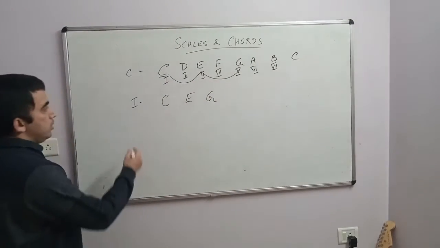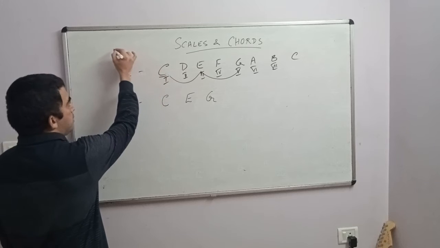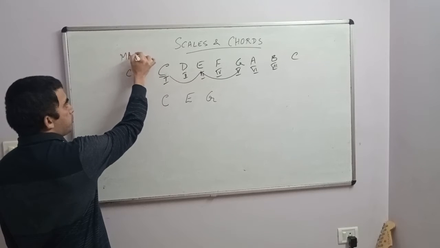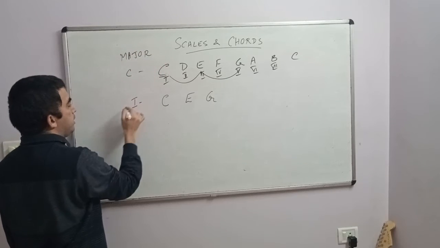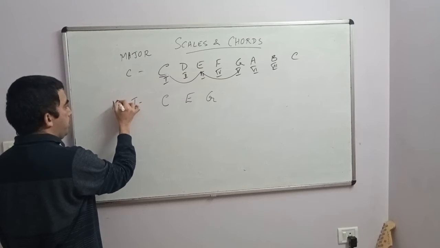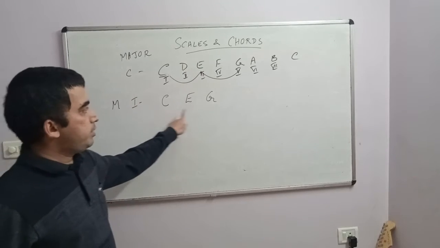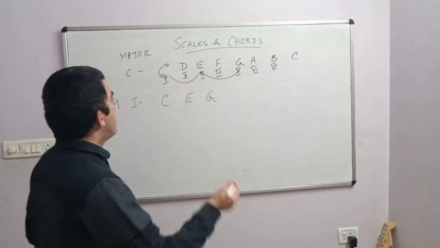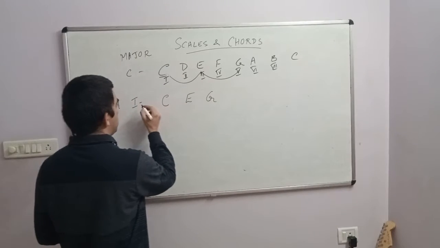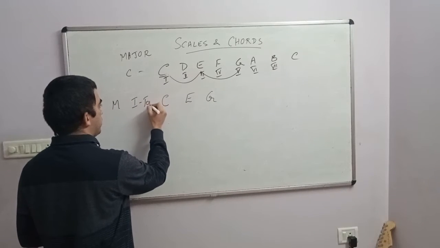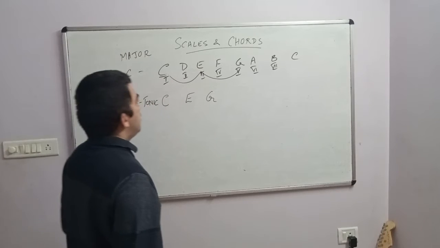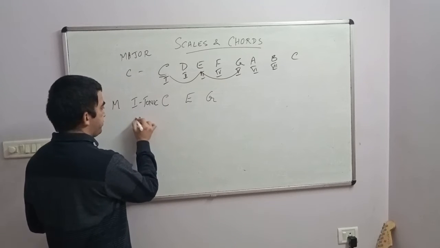So the first chord of a major scale is always a major chord. C major. This one is also called the tonic, right? Now we go to the second note.